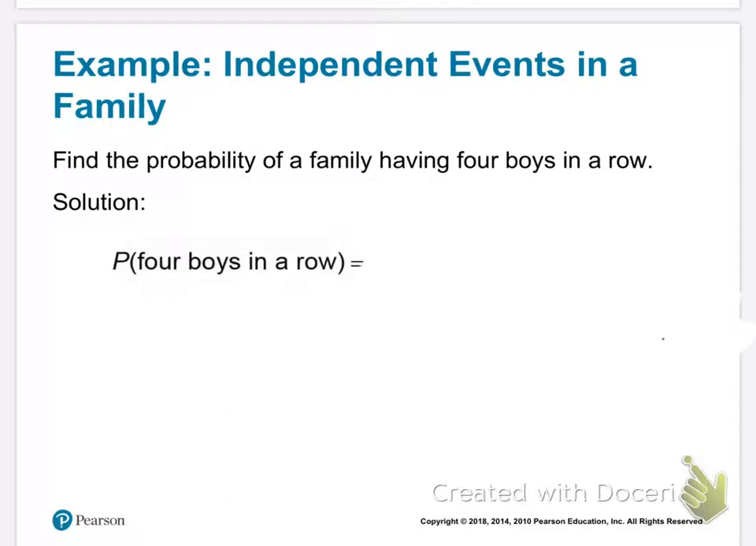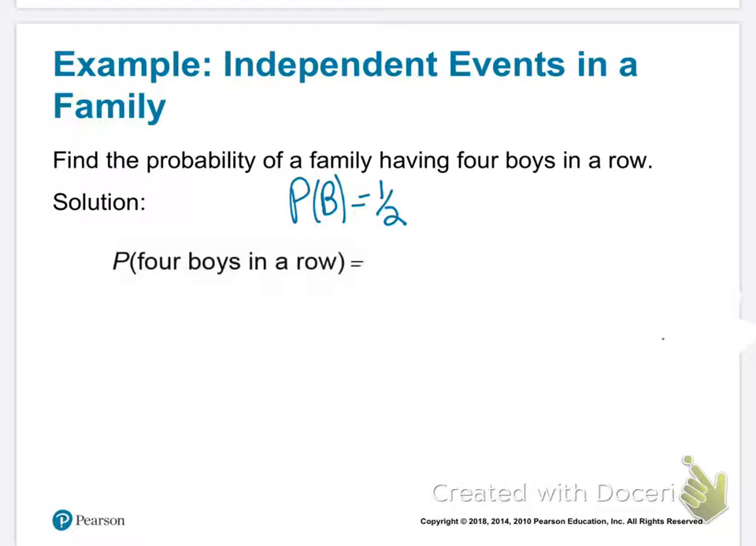Okay, so here's our example. Find the probability of a family having 4 boys in a row. So what's the probability of having a boy? It ends up being just slightly more than 50%, but for all practical purposes, we still consider it to be 50%. It's actually just a little bit less. The probability of having a girl is just a little bit higher.